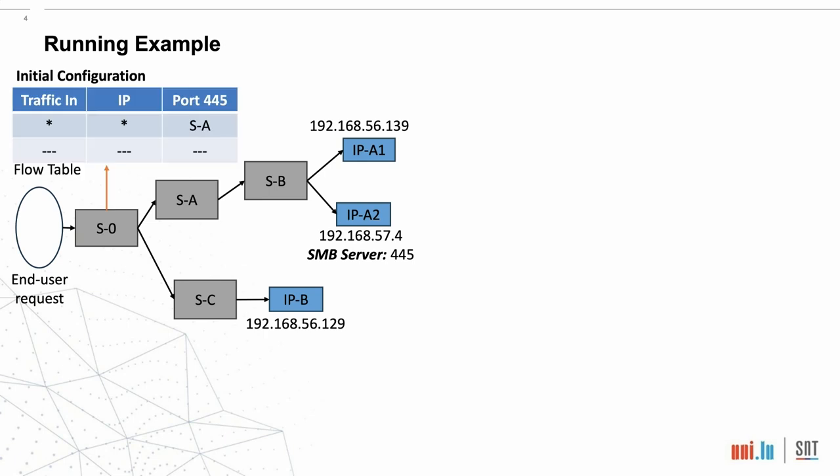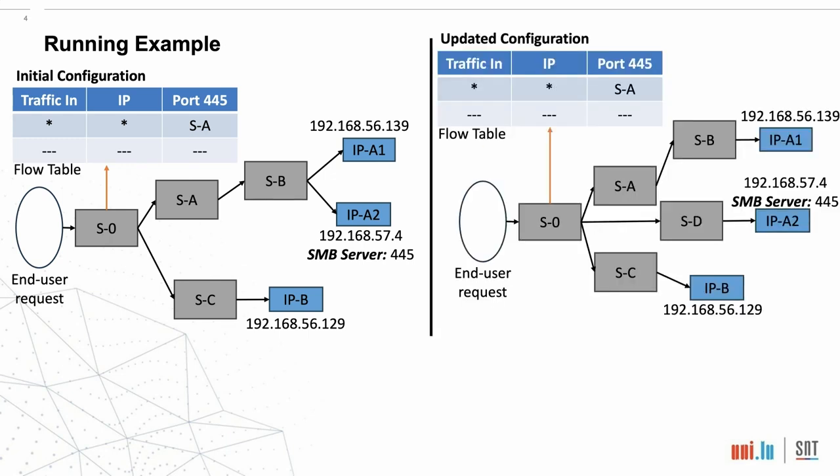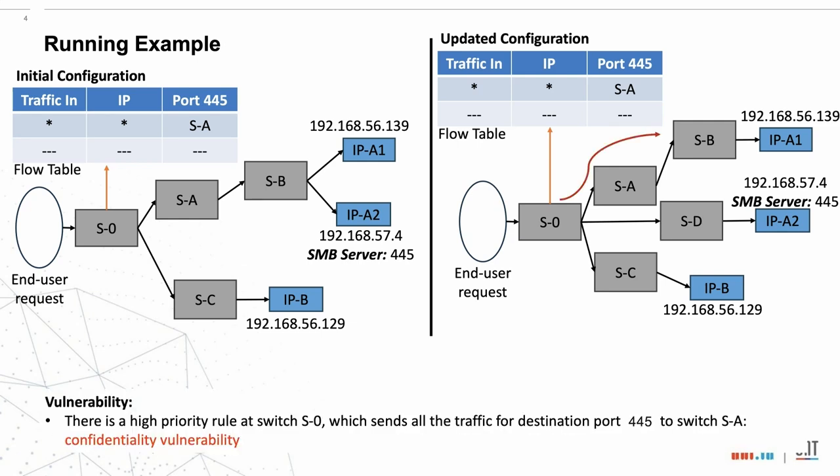In the flow table of switch S0, we have a high priority rule that forwards all the traffic from the SMB server to SB. In an update, the SMB server is moved to another switch called ST to optimize resources, but the high priority rule stayed at switch S0, due to which all the traffic for the SMB server is routed to the wrong destination, which is a confidentiality problem.